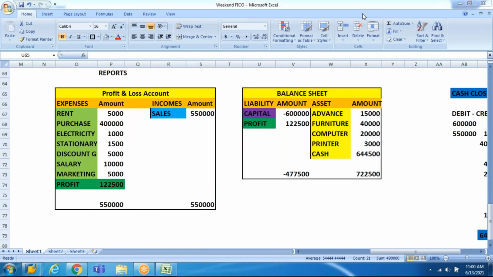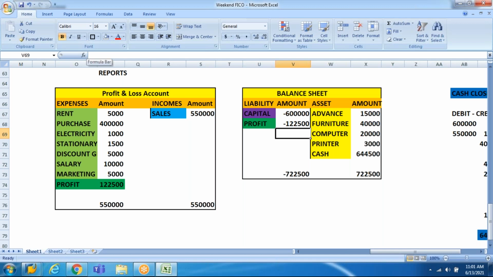Because negative. Why is the balance sheet not tallying? Profit should show a negative figure. Right? Profit should always show a negative number. So you need to make this profit into a minus sign. Only then it will tally. Correct?